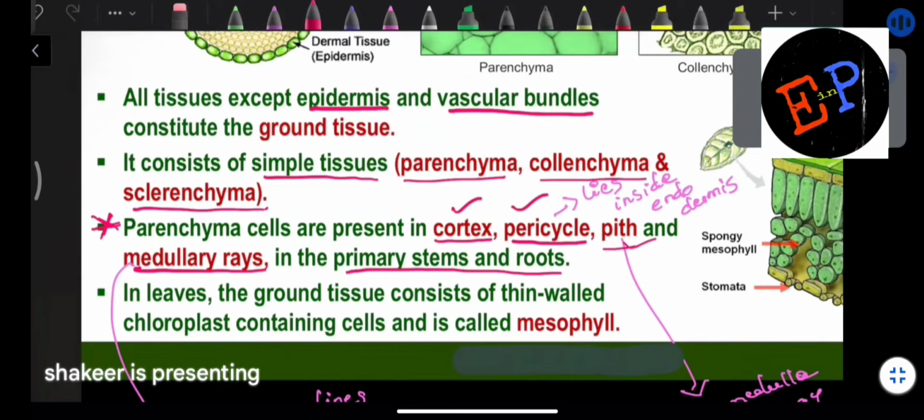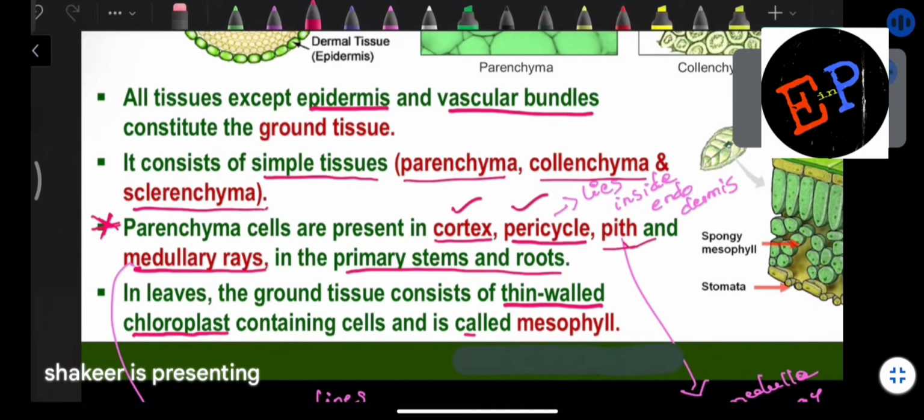In leaves also you will find ground tissues. Already we have studied the cross section in the previous slide. If you cut a leaf at the middle, you can find a green colored layer which is called the epidermis. You are seeing black dots which are called the vascular system, and there was a yellow region. That yellow region is called ground tissue. Clear? So in leaves, the ground tissue consists of thin walled chloroplast cells.